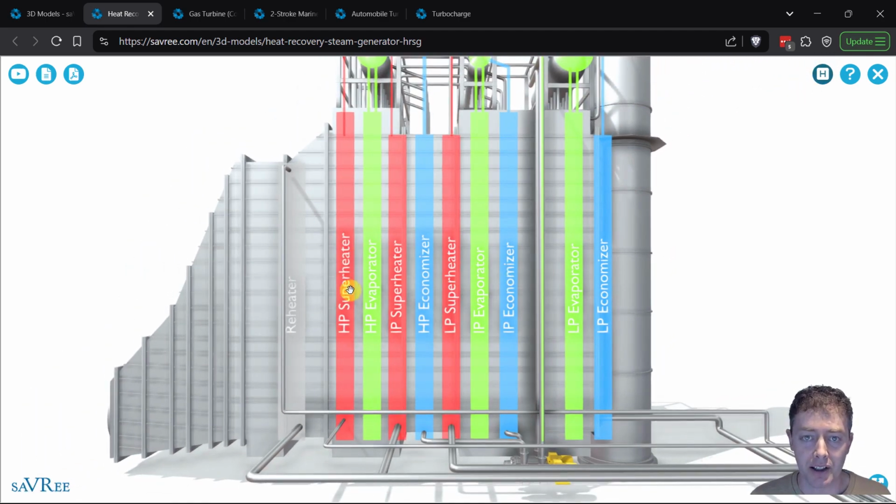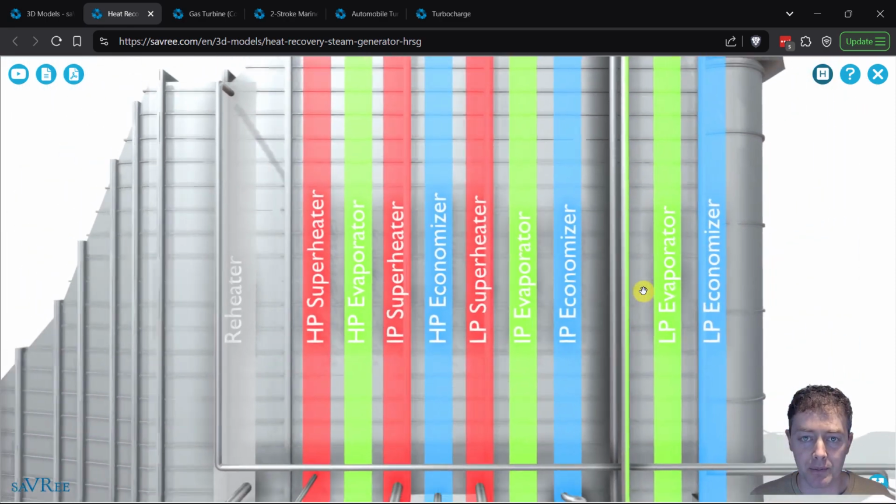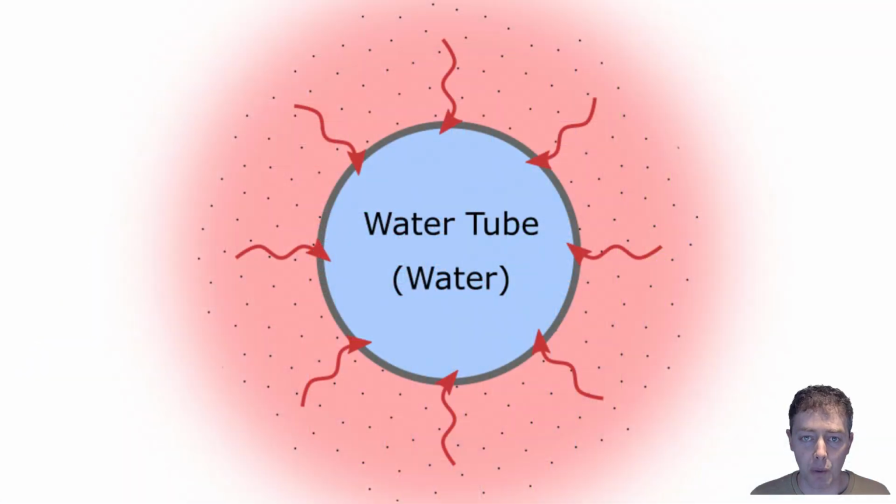This superheater, evaporator, superheater, economizer, superheater, evaporator, economizer. These are all just heat exchangers. Think of loads of tubes full of water with the exhaust gases passing around them. The exhaust gases give their heat to the water. The water gets hotter and hotter, and some of that water turns to steam.